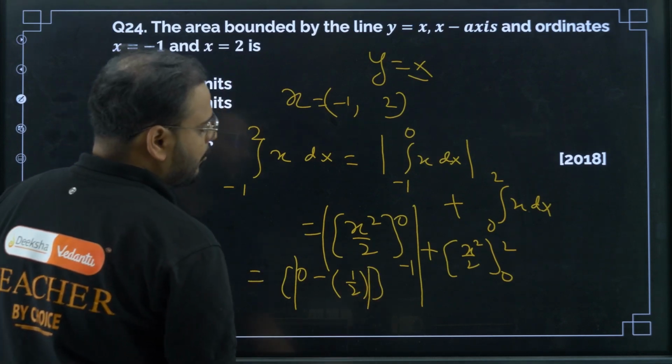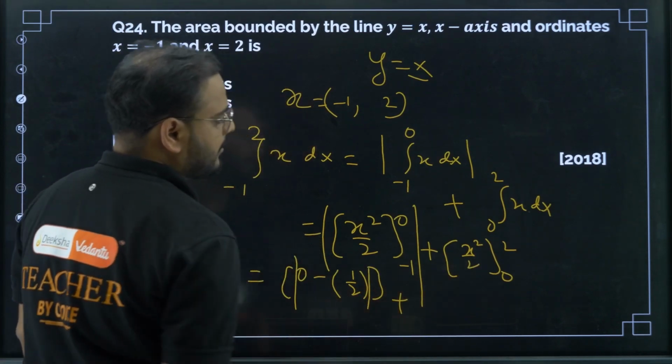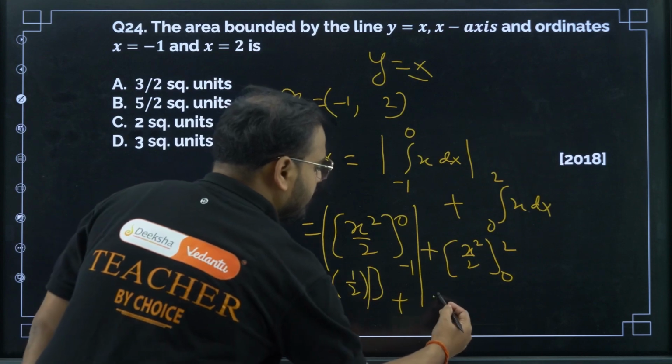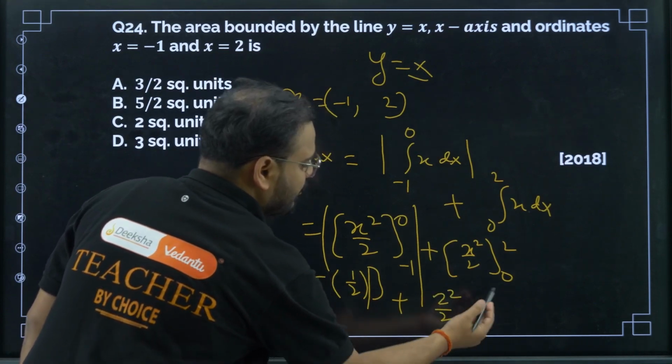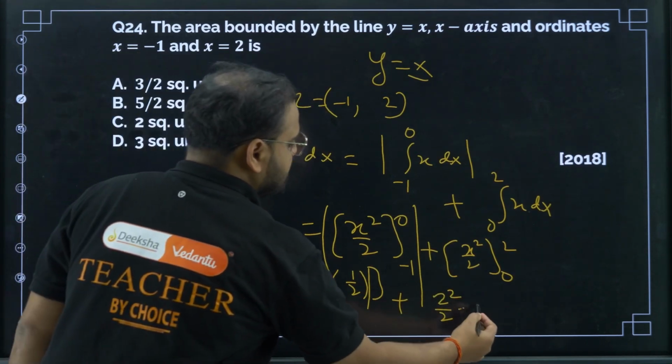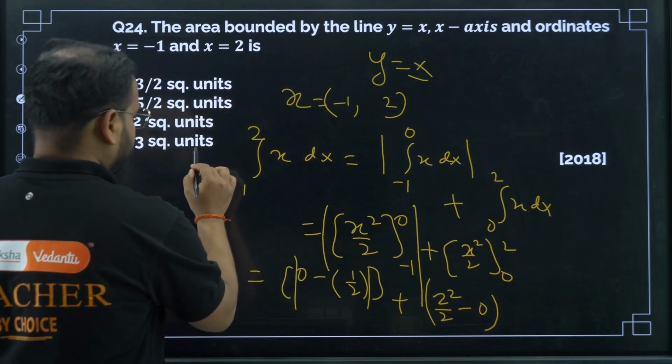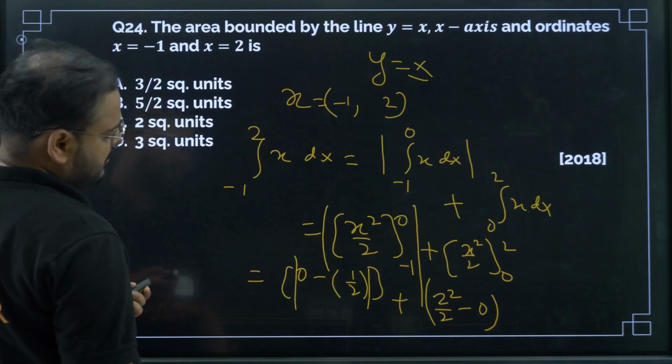Okay. And now I can do 2 square for this part also. So how much is 2 square? Simply, sir, 4. 2 square by 2, I'll write. Okay. For 0 it will be 0 only, minus 0. So this is my value. Okay. I have enough space over here.